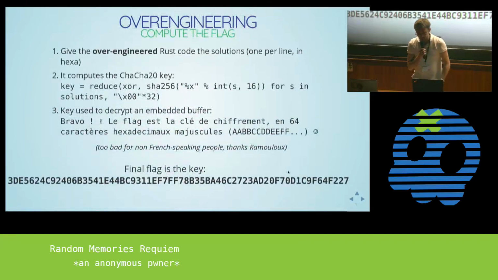And so in the end, you need to compute your flag. If you catch the rest of the code, it's really over-engineered, just to compute XORs and SHA-256, sorry. And so you compute this. It gives a key for a cipher algorithm, and it gives you a French message. If you're not French, you don't understand. And the final flag is actually the key, and that's it.